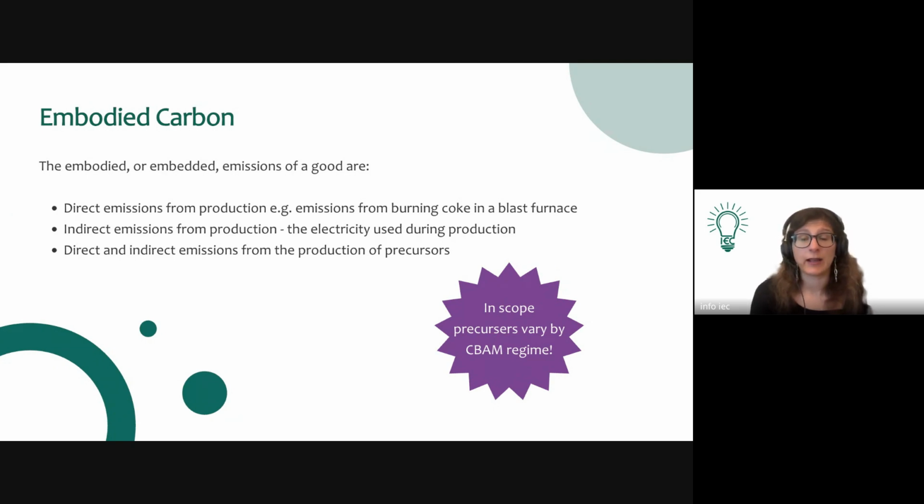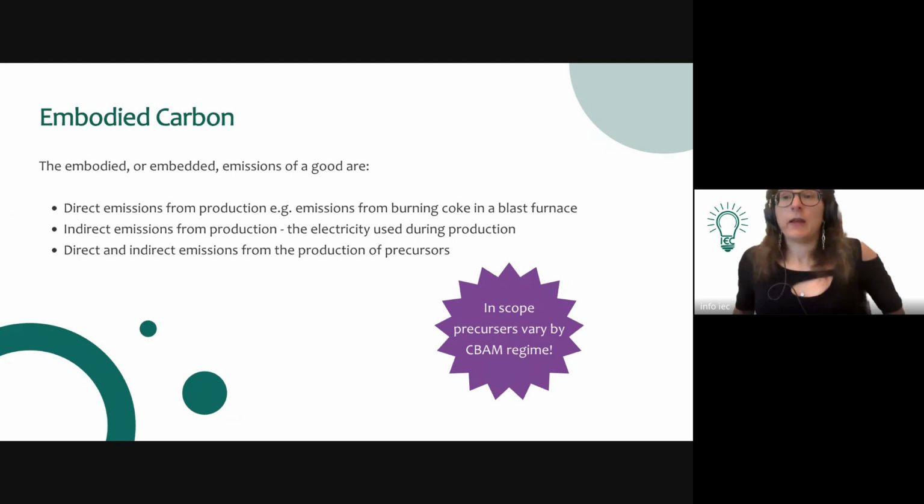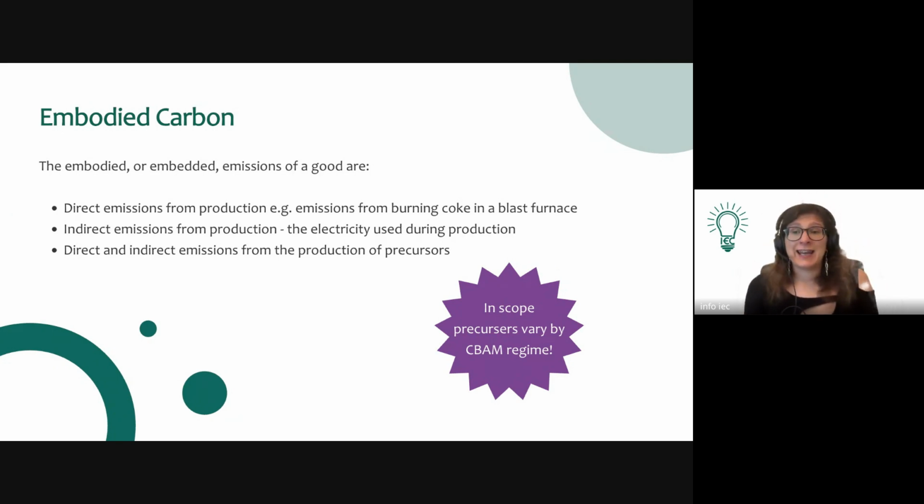And this is something that I advise people to look at quite carefully. You might not be trading in a CBAM in-scope good, but you might be trading in its precursor. And an important example under both the UK and EU regimes is ammonia. So fertilizer is an in-scope product under both regimes, and under both regimes, ammonia is considered an in-scope precursor. So if you're importing or exporting ammonia, it's really important to make sure that you're CBAM ready.